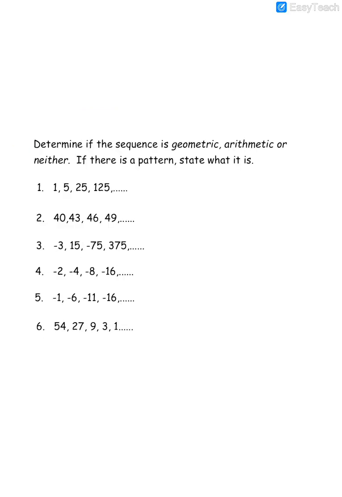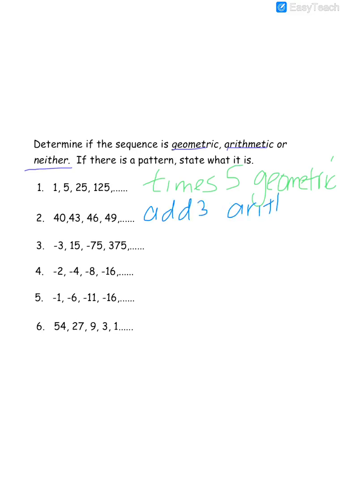All right, so let's take a look at some examples. Determine if the sequence is geometric, arithmetic, or neither. So basically, we're going to just look at them, come up with a decision, and then write down a word. So how do you get from 1 to 5, and 5 to 25, and 25 to 125? So hopefully you're saying times 5. And if I'm timesing, it means it's a geometric sequence. Okay. How about the next one? 40 to 43 to 46 to 49. So I am adding 3, which makes it an arithmetic sequence.